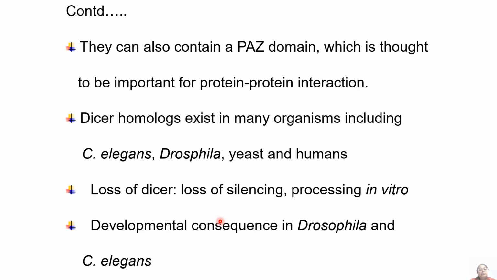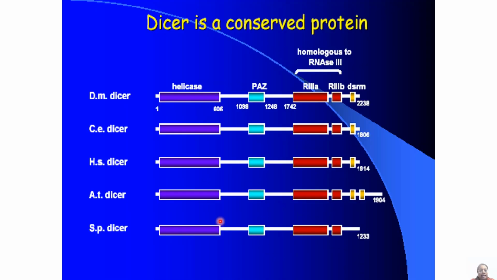Dicer homologs exist in many organisms, including C. elegans, Drosophila, yeast, and humans. Loss of Dicer means loss of silencing processing in vitro, with developmental consequences in Drosophila and C. elegans.